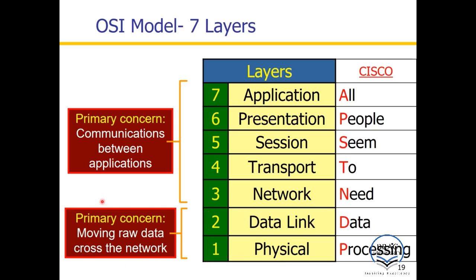So the first and second layers, physical and data link, are concerned with how the data is moving through the network, from one device to another. The layers above, 3 to 7, are concerned with applications. So this is more or less the software side, and these 2 are the hardware side. We'll talk about all of this.